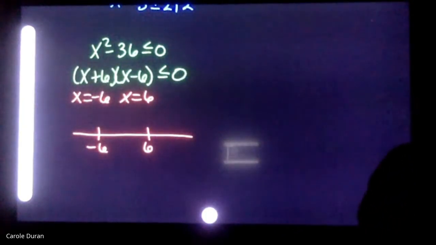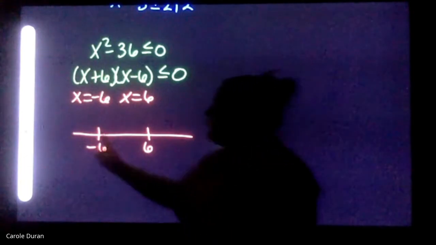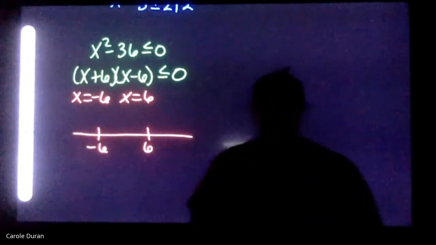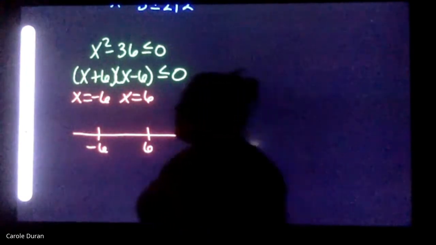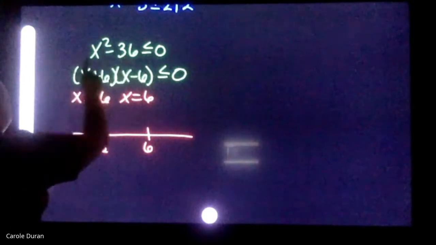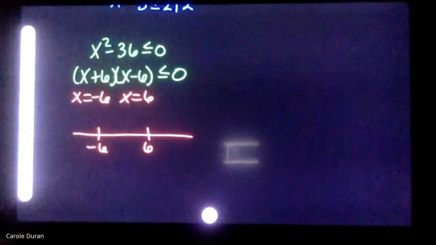So by building the number line, I'm going to test values on the outsides and between these zeros that I found. It doesn't matter which number on that interval we pick, but we're going to take it and we're going to plug it in to this equation. And if my answer comes out to be less than or equal to 0, that interval is part of my solution.